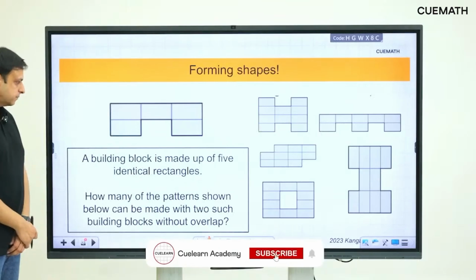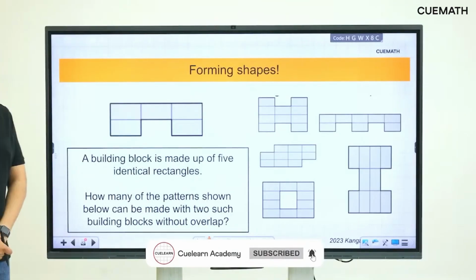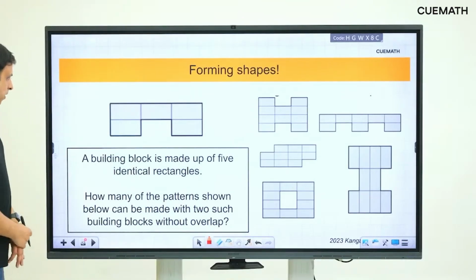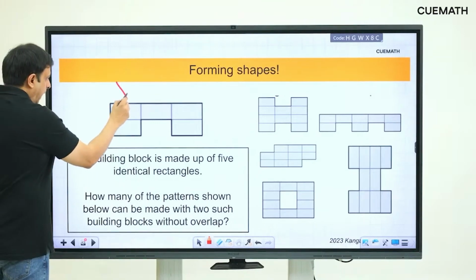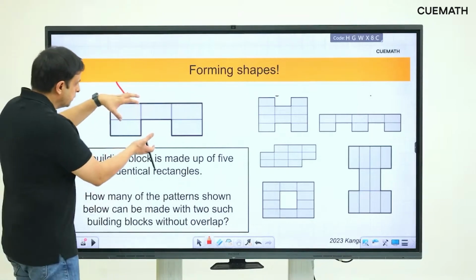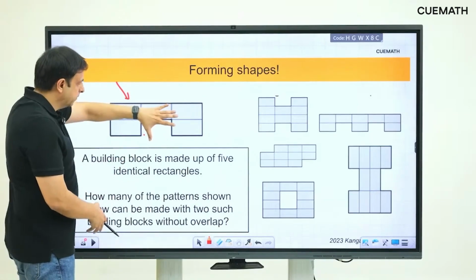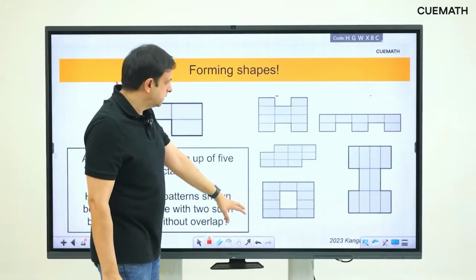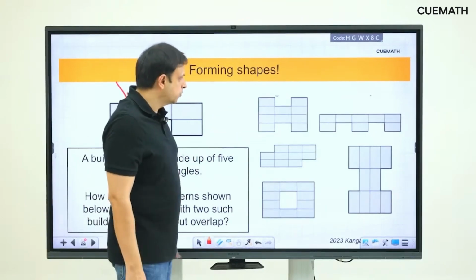All right. This one is more straightforward. A building block is made up of 5 identical rectangles, as you see in this image. How many of the patterns shown on the right side can be made with 2 such building blocks without overlap? So you could combine this building block to make some of these figures. How many of these could you make?